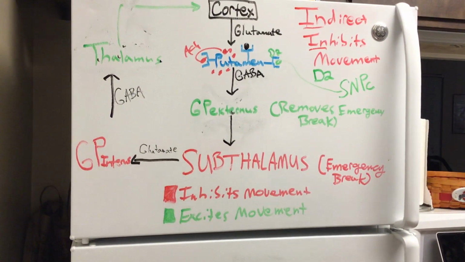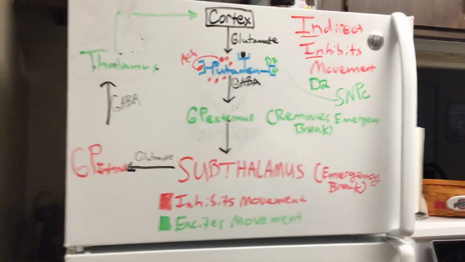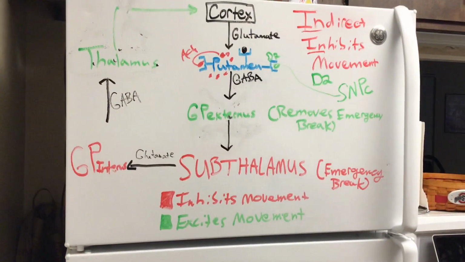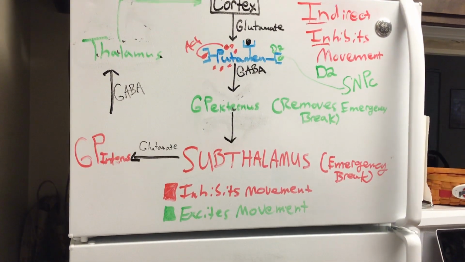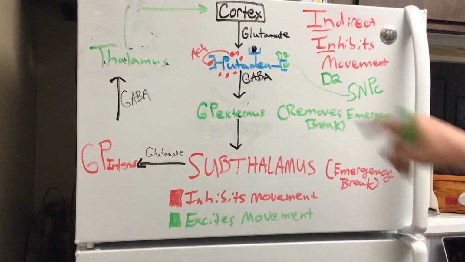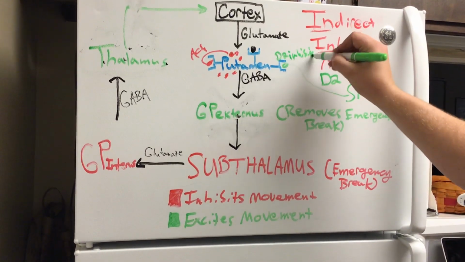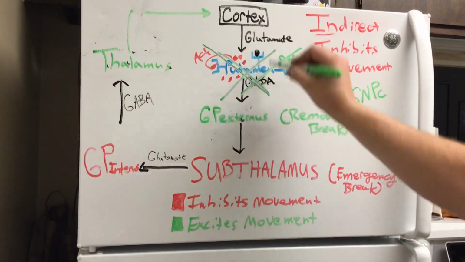Now, but let's think about this. We're in the indirect pathway, which inhibits movement. So, what do we have to do? We have to inhibit the indirect pathway. It's addition by subtraction. It's having negative influences in your life, and you're removing those negative influences. And how do we do that? These D2 receptors are inhibitory. Okay? And they basically knock the putamen offline. Get rid of that putamen.